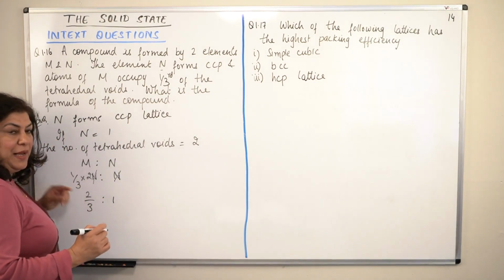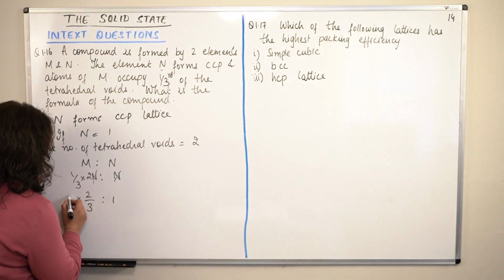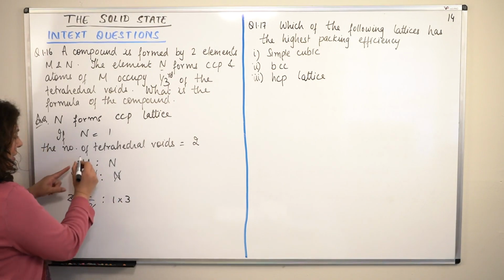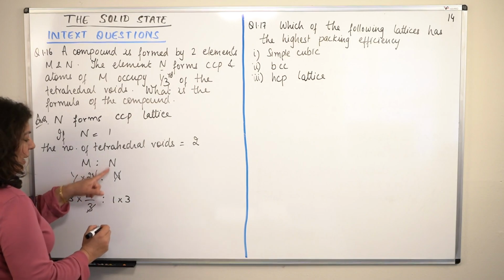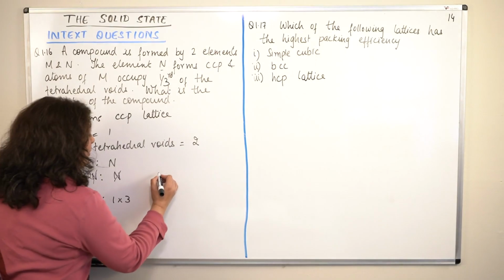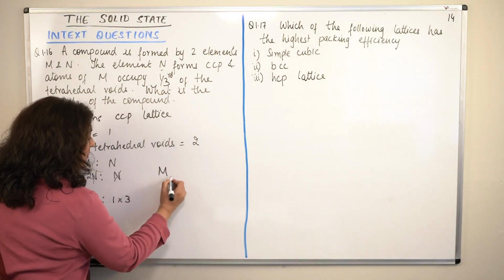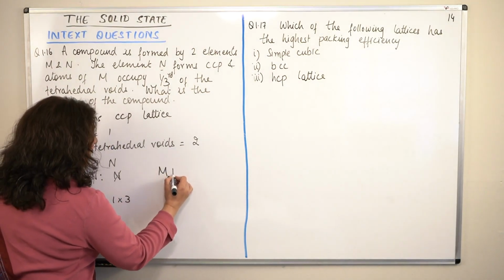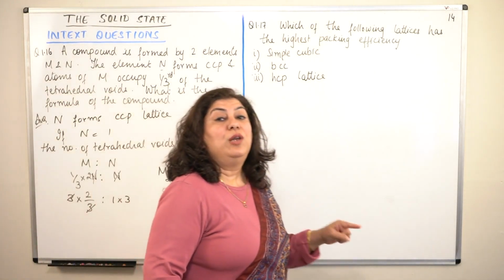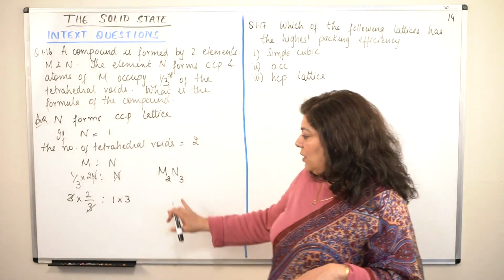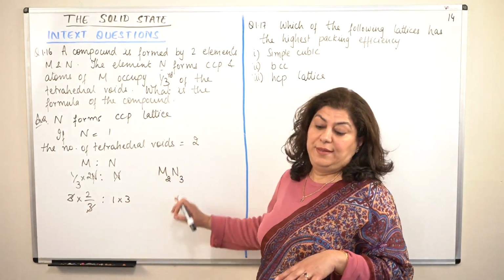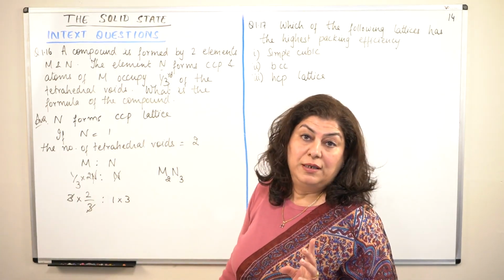If I multiply both sides by 3, the 3 gets cancelled, the value of M is 2 and the value of N is now 3. So that is the ratio. For 2 M's, there would be 3 N's. So M2N3 is the formula of the compound.